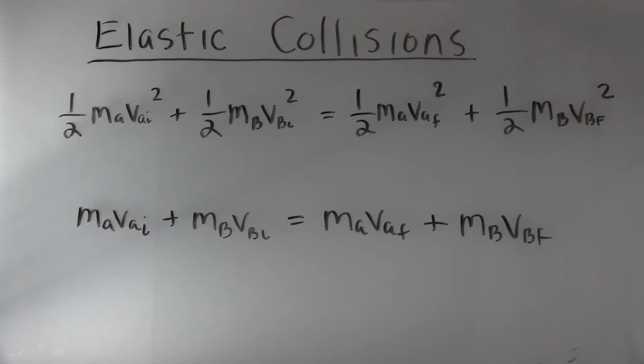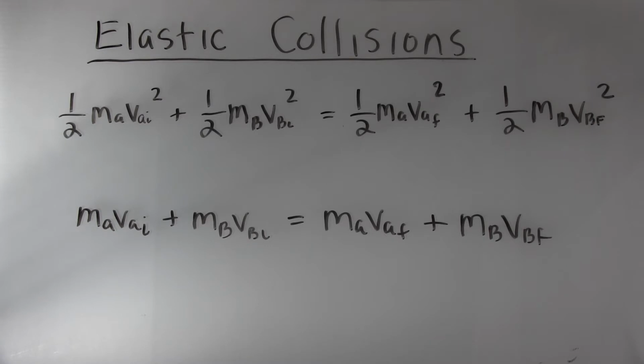In this section, we will be going into more depth about elastic collisions. An elastic collision is one in which both kinetic energy and momentum are conserved, such as two pool balls colliding.